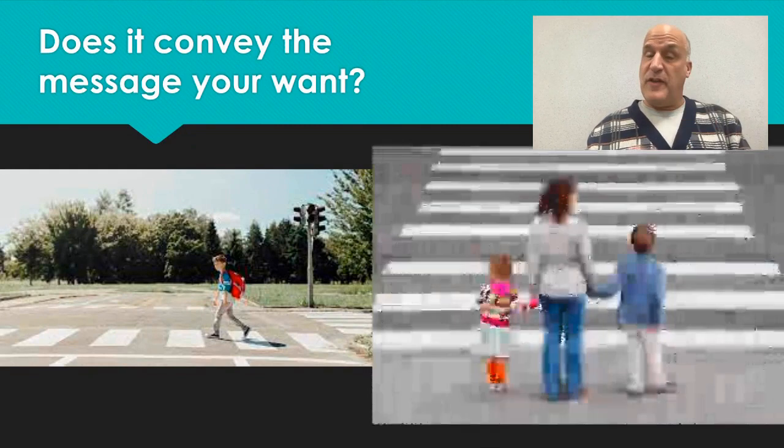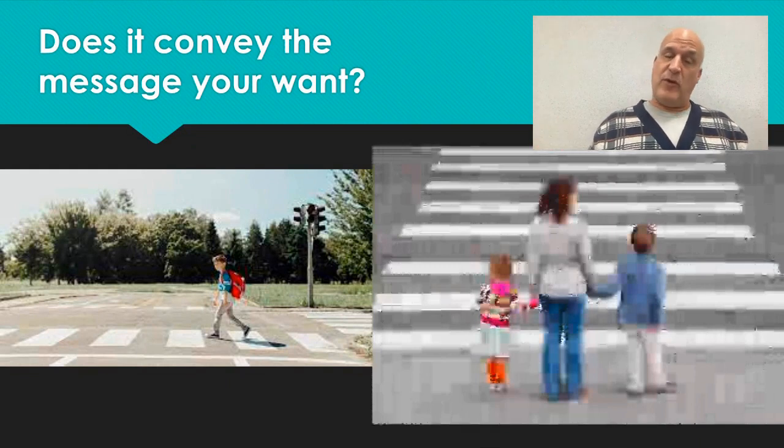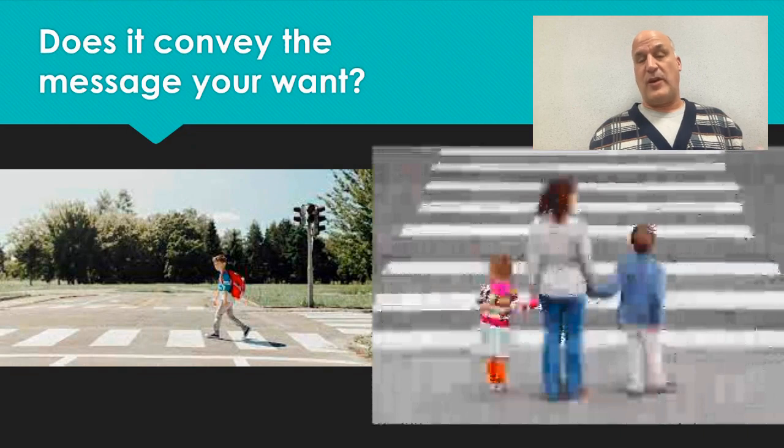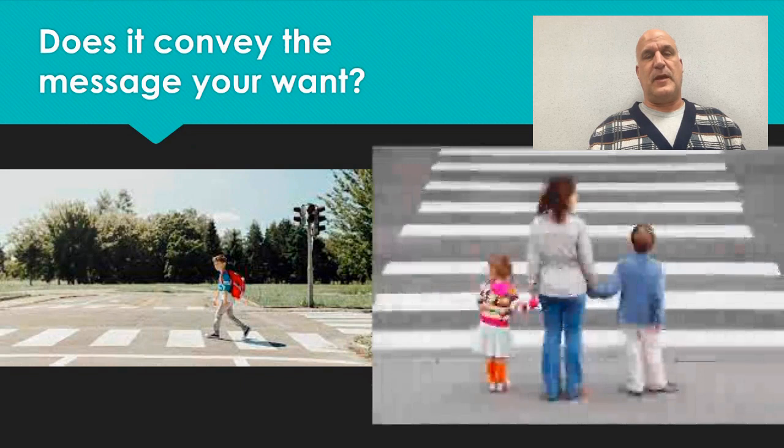However, if I show this visual with these 3 people, we have the girl looking one way, the mom looking another way, they're holding hands, they're going over a crosswalk, they haven't stepped out into the street yet. This is definitely conveying the message of look both ways before you cross the street.